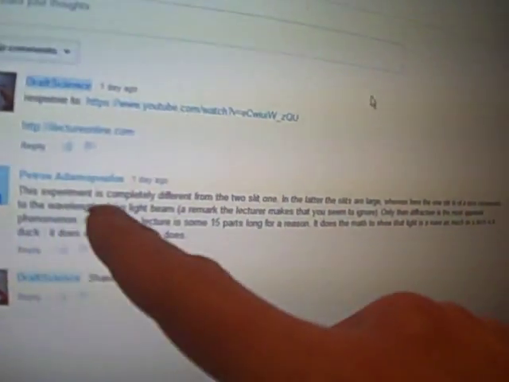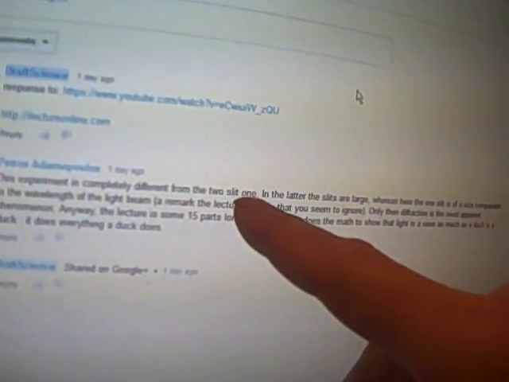Petrosadimopoulos: "This experiment is completely different from the two-slit one." No, it isn't. "In the latter, the slits are large." No, they aren't. The two-slit experiment has actually been done using an electron microscope, with slits that I think were 70 nanometers wide. Very, very small slits. It's just a fact. The point is the slits can't be too big, or you'll destroy the interference pattern. But there's almost no such thing as too small.